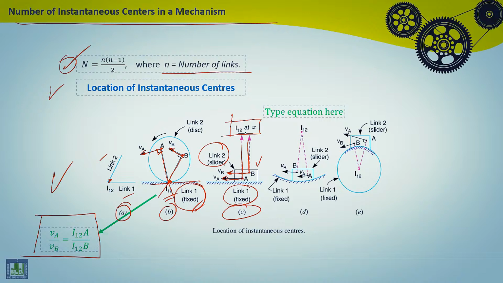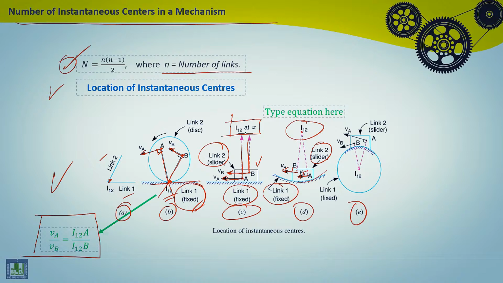Example number 4, we have a slider here, but a rotational slider making rotation about the ground link 1, which is fixed. So by the same method, VA, VB, we make the perpendiculars to VA and VB. The intersection is the instantaneous center of rotation. Okay, it is I1,2.